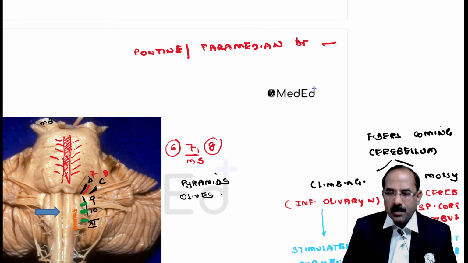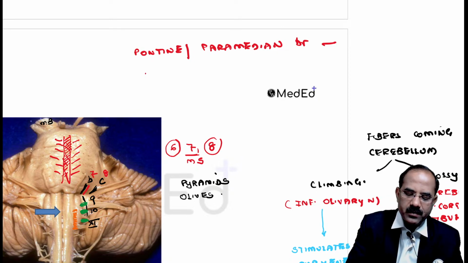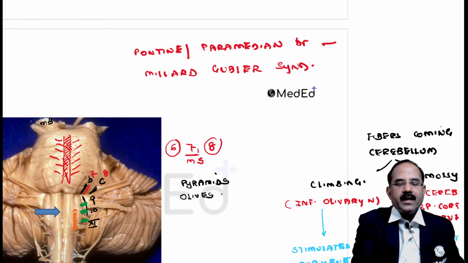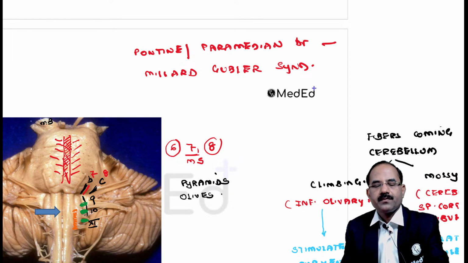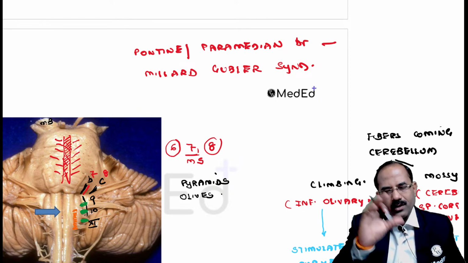Pontine branches or the paramedian branches of basilar artery, thrombosis of these branches leads to Millard-Gubler syndrome. Okay, it leads to Millard-Gubler syndrome. Clear? Thrombosis of paramedian branches leads to Millard-Gubler syndrome.